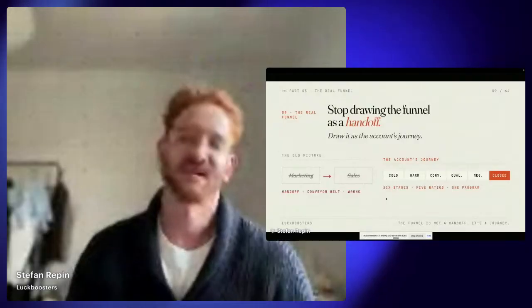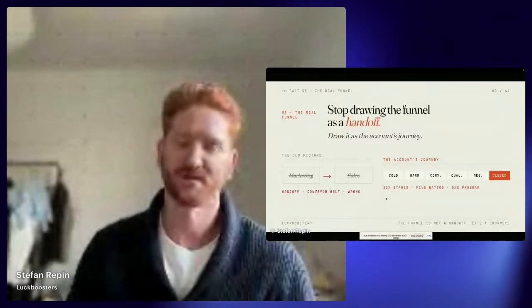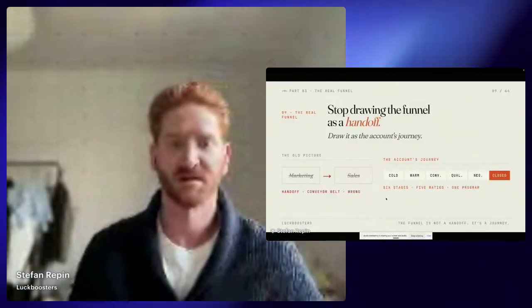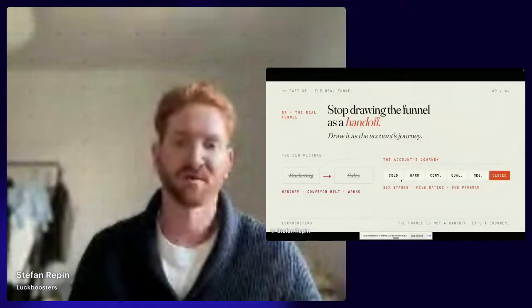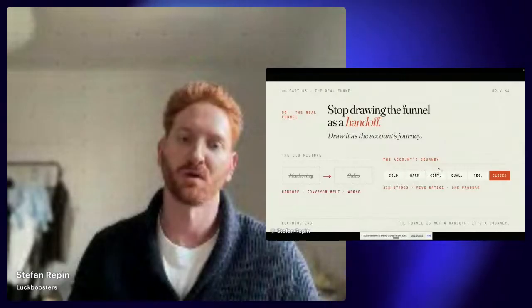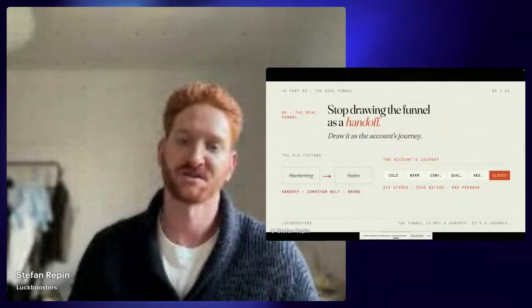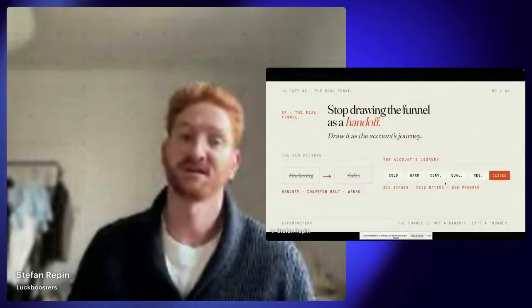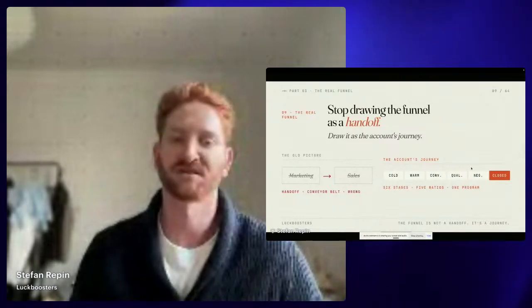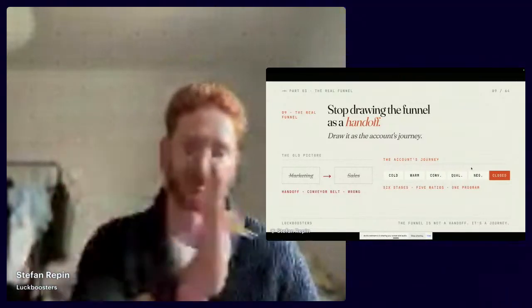So the funnel is not a handoff between marketing and sales. It's an account journey where marketing is responsible for negotiation, maybe to a smaller extent, but is as responsible for negotiation as sales is, right? I would say marketing is more involved at cold, warm, and conversation, and more responsible there than at qualifying and negotiation, but they're still responsible. So you have to follow through the journey, the marketing journey, right?